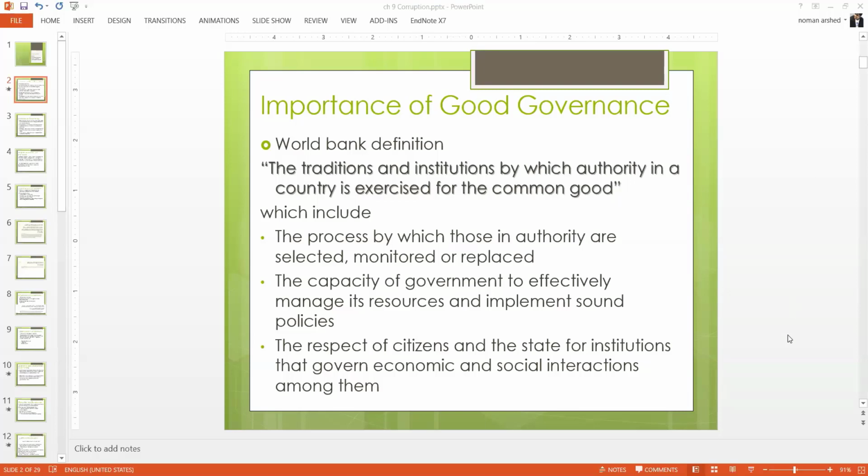So it means first of all, the function of governance is to select people for the institutes, as the heads of institutes. So it covers the process of how to select them, how they will work, and how they will be replaced.